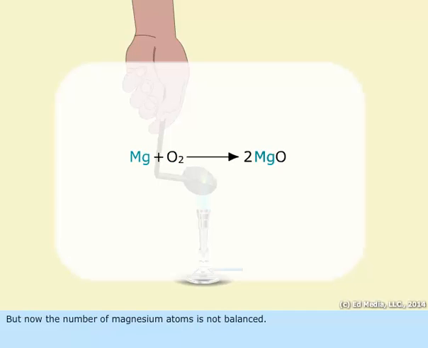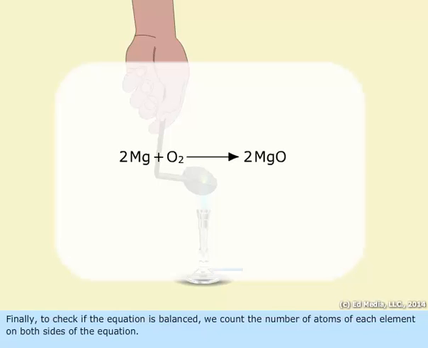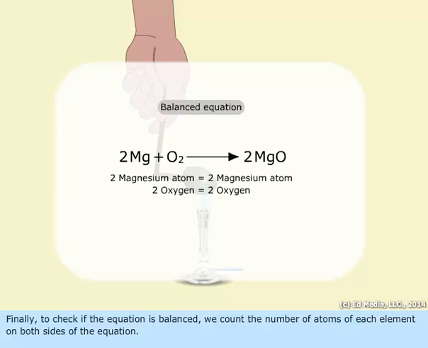But now the number of magnesium atoms is not balanced. To balance the number of magnesium atoms, make the number of magnesium atoms 2 on the left-hand side. Finally, to check if the equation is balanced, we count the number of atoms of each element on both sides of the equation.